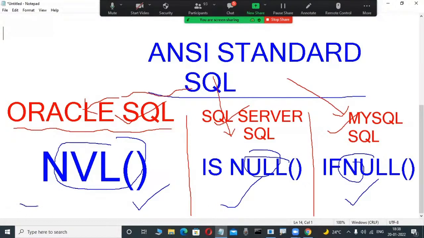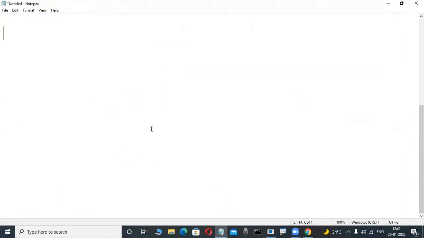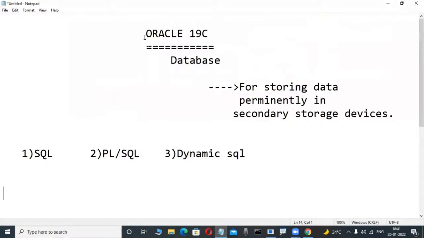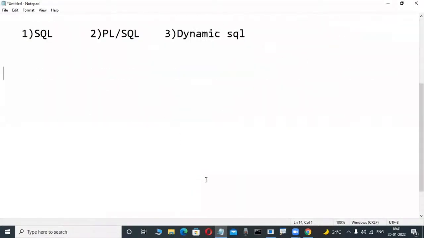Suppose some function, MONTHS_BETWEEN, exists only in Oracle SQL, but I want to use the same function in SQL Server. Is that possible? No, there is a DATEDIFF function there instead. There is another function. That's why, whatever we are learning here, SQL is an ANSI standard language.